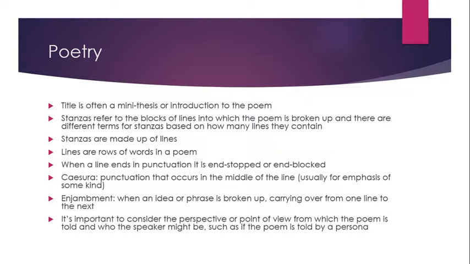Another thing that's important to note is the perspective or point of view of the poem. So who is telling it? Who does the speaker seem to be? Is it a first person? Is it a third person omniscient perspective? Or is the poem told by a persona? So does the author seem to have developed a persona for the speaker of their poem? An example would be The Love Song of J. Alfred Prufrock. We have this character that developed, J. Alfred Prufrock, that is a persona that T.S. Eliot has developed.